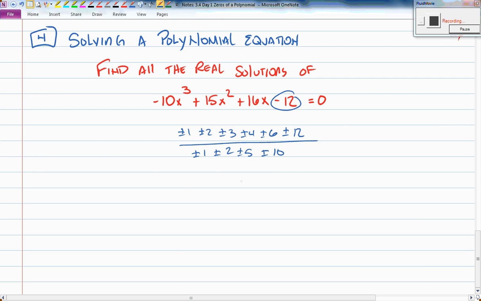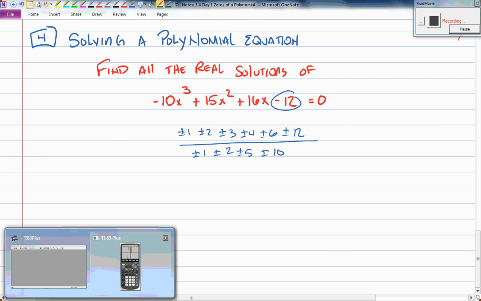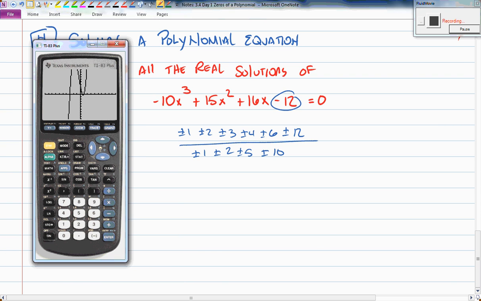I am not going to do synthetic division. Instead, I'm going to go to the calculator and see if I can find one of these that could possibly work. So let's plug this into our calculator. Let's go negative 10x to the third, plus 15x squared plus 16x minus 12. Follow along with the calculator if you can. Looks good to me. Okay, so we'll hit graph.